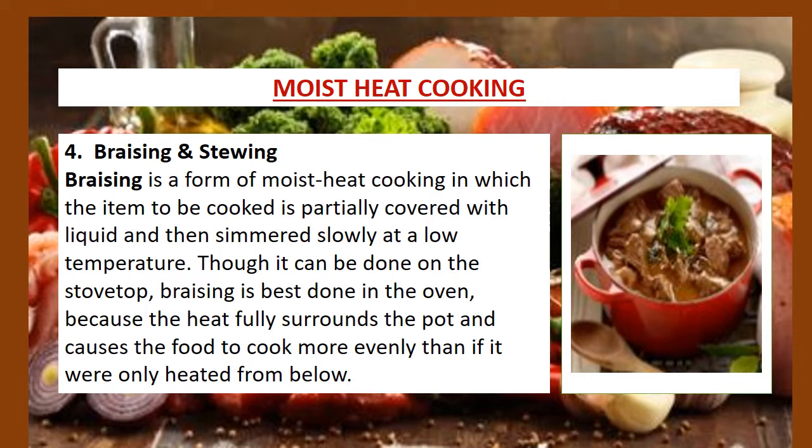Number 4 is braising and stewing. Braising is a form of moist heat cooking in which the item to be cooked is partially covered with liquid and then simmered slowly at low temperature. Though it can be done on the stove top, braising is best done in the oven, because the heat fully surrounds the pot and causes the food to cook more evenly than when only heated from below.